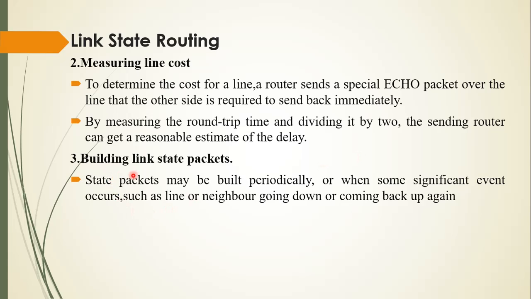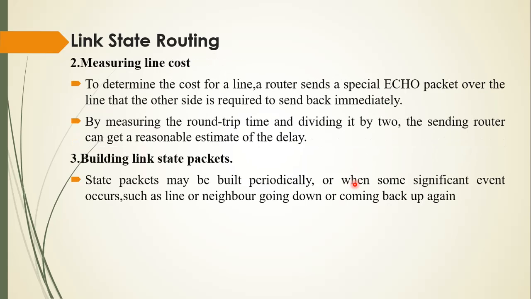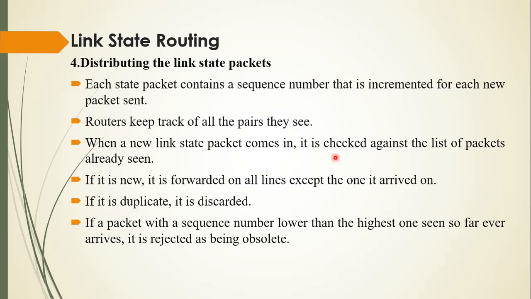Third is building link state packets. Link state packets may be built periodically or when some significant event occurs, such as a line or neighbor going down or coming back up again. So they send packets periodically. Fourth is distributing the link state packets.